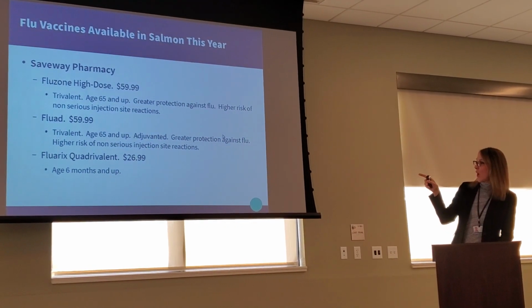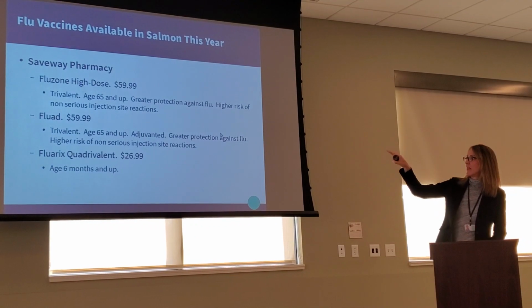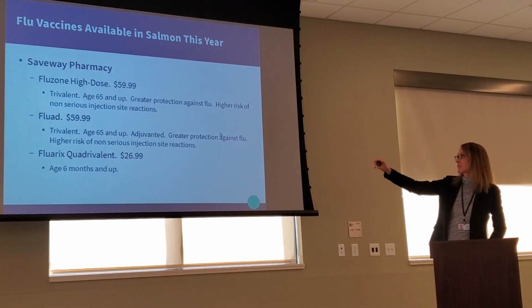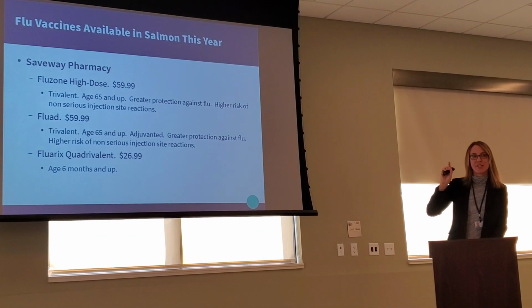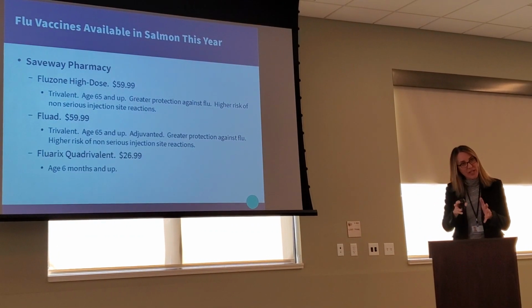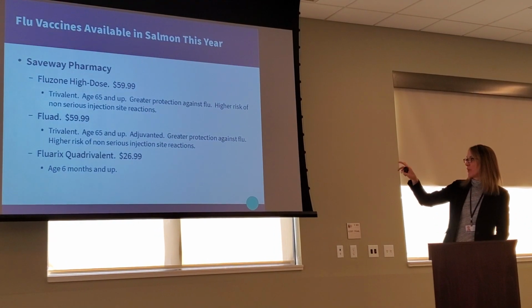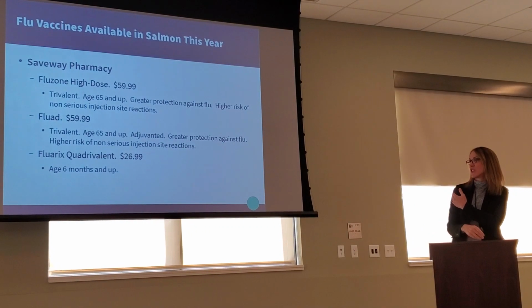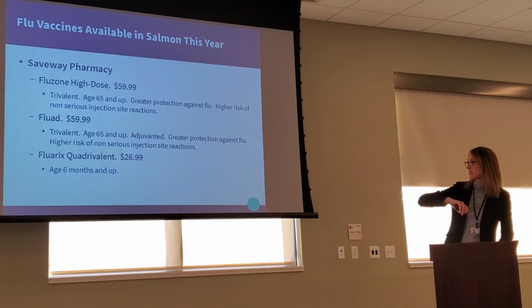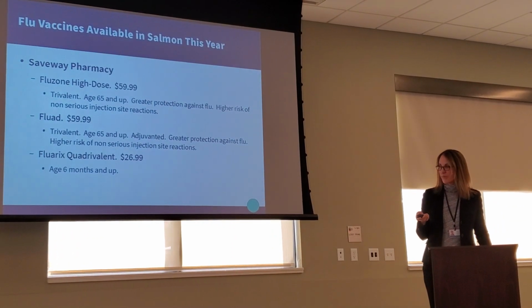Okay, at Safeway, they've got the Fluzone High Dose. Theirs is $59.99, same as our high dose here. They've got Fluad, which is an adjuvanted vaccine. So remember, it has an extra ingredient formulated to help mount a stronger immune response. It's for people aged 65 and up. Again, higher risk of non-serious injection site reactions. And then they have Fluarix quadrivalent, which is $26.99, age 6 months and up.